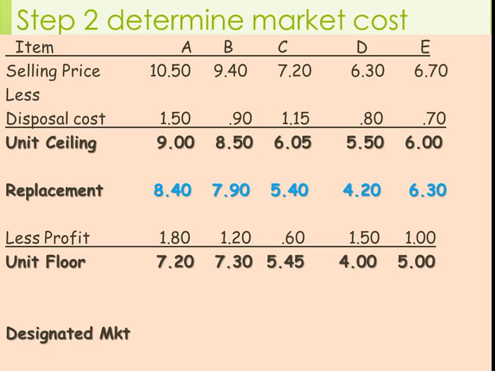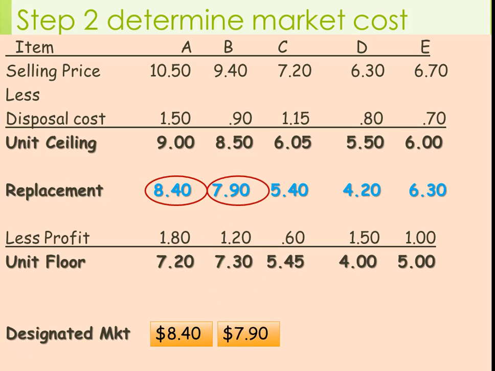So now let's take a look at our example. We have put the replacement cost in the middle in blue. Let's take a look at A. When we look at A, we notice that the $8.40 falls within the $9 ceiling and $7.20 floor. So that would be our designated market. Now we'll go to the next one. The $7.90 again falls between the $8.50 ceiling and $7.50 floor, so that would be the designated market.